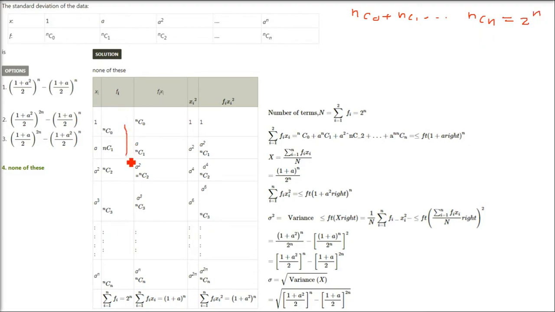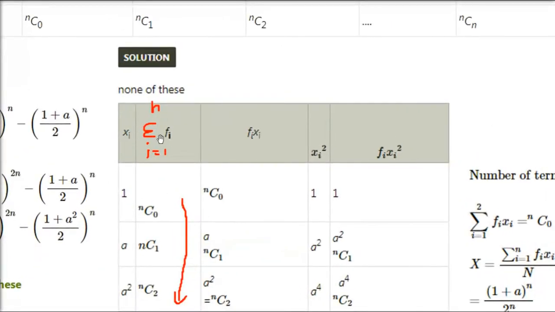You have to go back to your binomial, because I am going to tell you the final expression we know. We know nC0 till nCn, the sum of this series is 2 to the power n. Now sigma f is done, capital N is done.